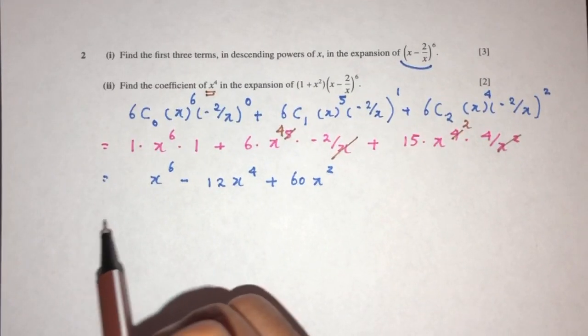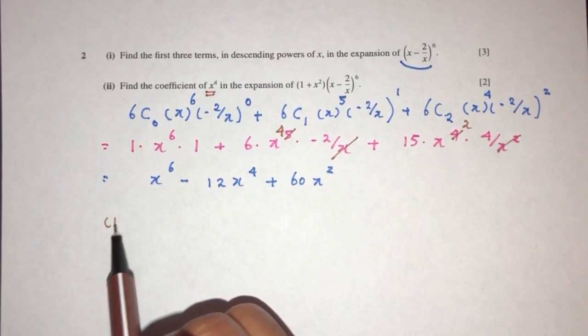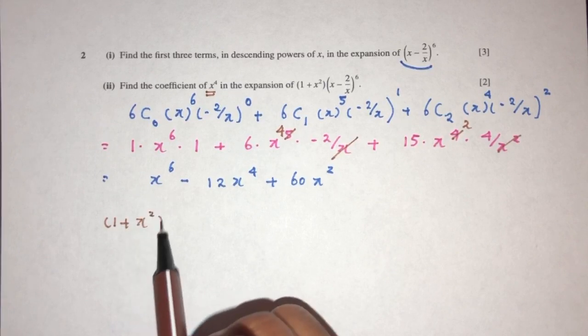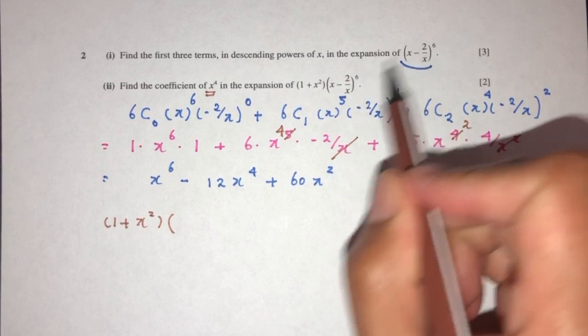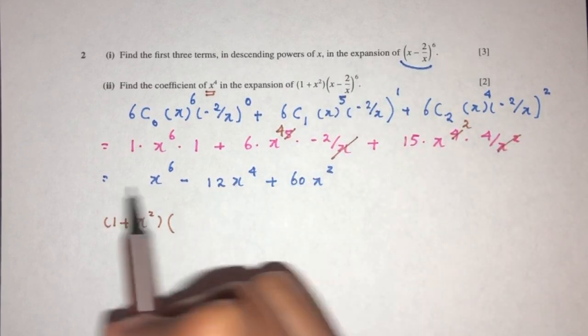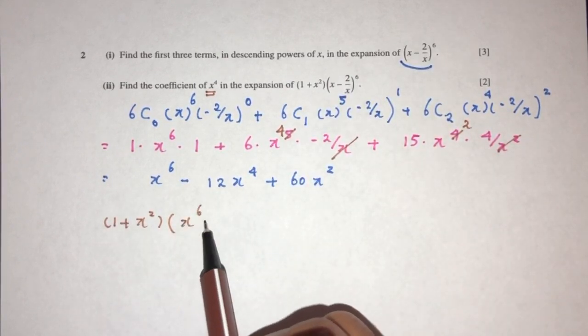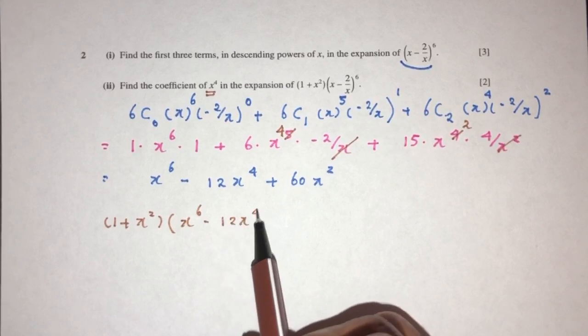Okay, so here we have part 2, we have 1 plus x squared multiplied by this. Now again, this is from part 1. We have realized this gives you this. So just write this here, right? So you will have this one for part 2 of the question.